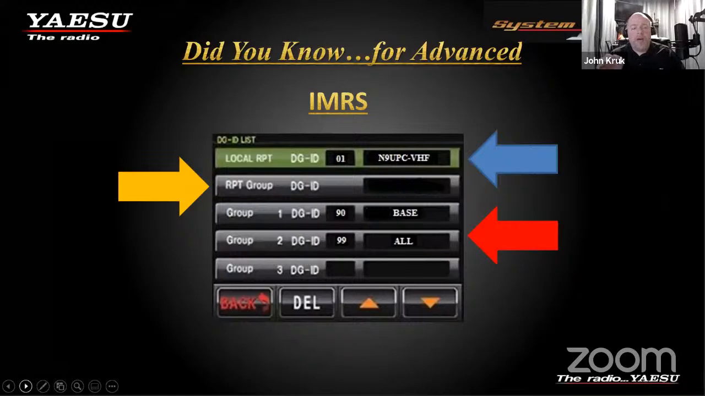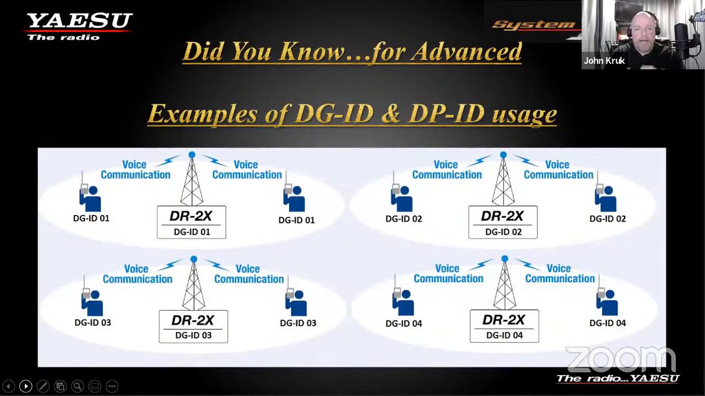So in that case, you're going to say, okay, 90, I only want to go out to select repeaters. 99, I want to go out to all the repeaters. And I have a graph here that explains it a little more, so follow with me. We have 4 repeaters: Repeater 1, 2, 3, and 4, with respective DGID 1, 2, 3, and 4. Everybody's communicating on their own repeaters using the DGID. So 1 is only on repeater 1 and 2 is only on repeater 2.